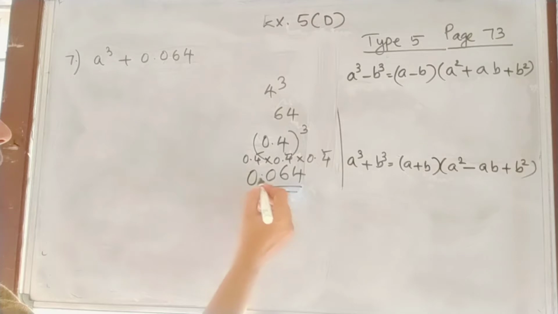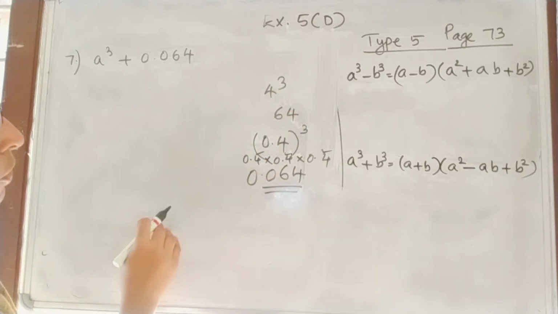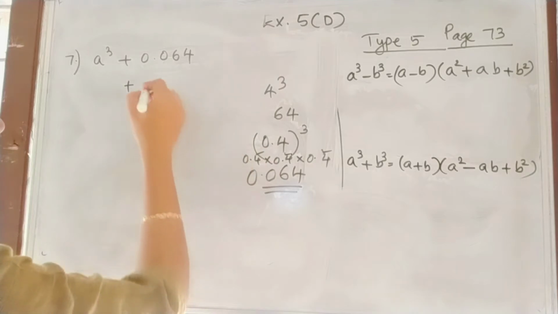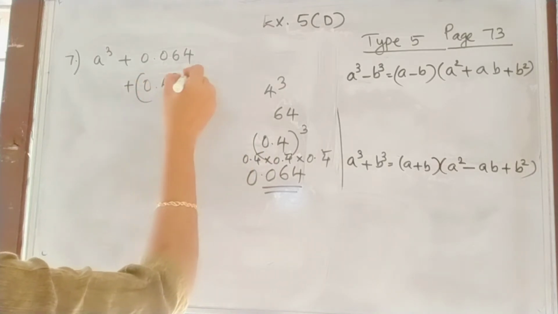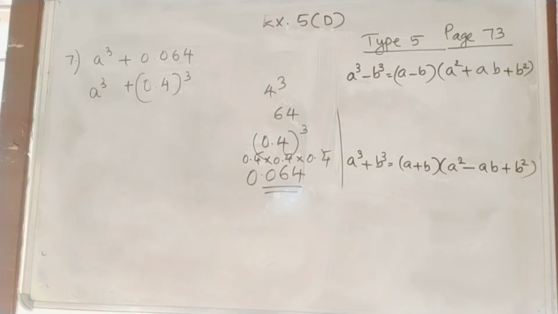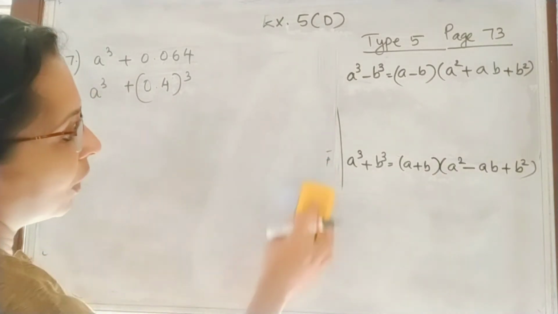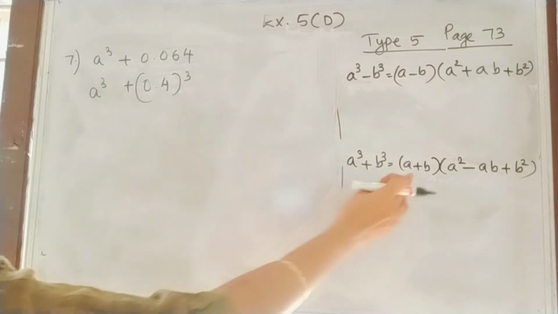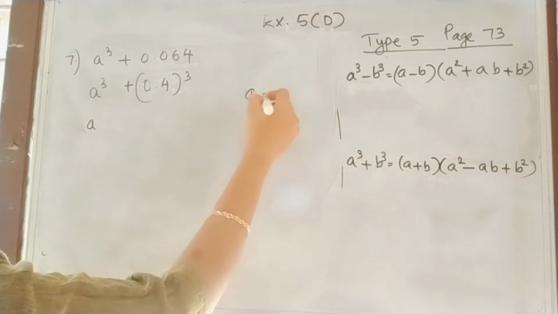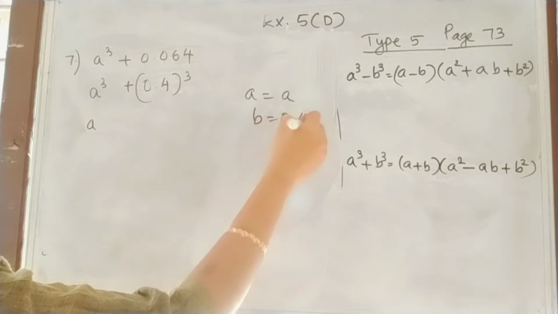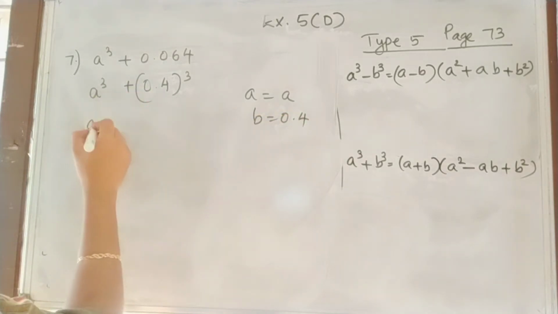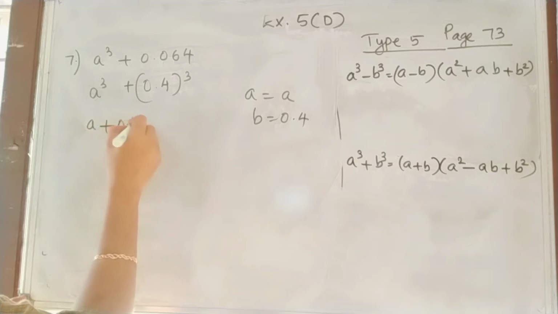So how can we write this 0.064 in terms of cubes? We can write this as 0.4 the whole cube. I think it is clear. 0.4 into 0.4 into 0.4 is 0.064. Okay. So this is in the form of A cube plus B cube, which is A plus B into A square minus AB plus B square. Here A stands for A and B is equal to 0.4.